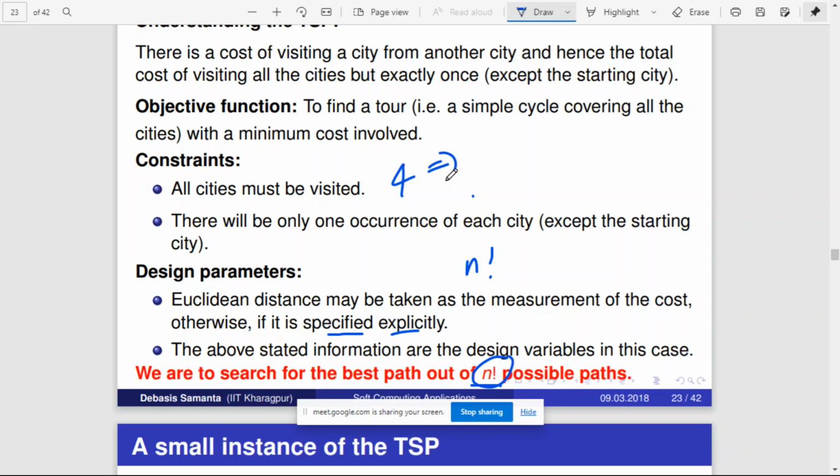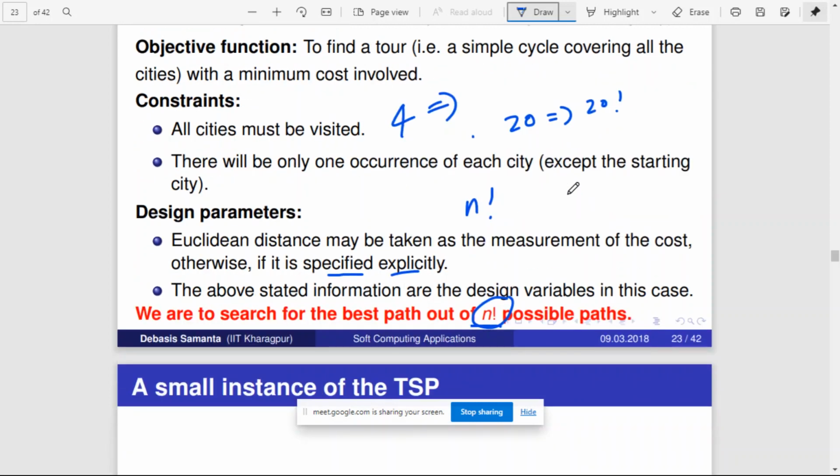4 factorial, right? If he wants to visit 20 cities, then how many solutions are available? So these are the possible solutions. From this, you have to identify the best solution. Best solution is the one with the least cost. Okay.